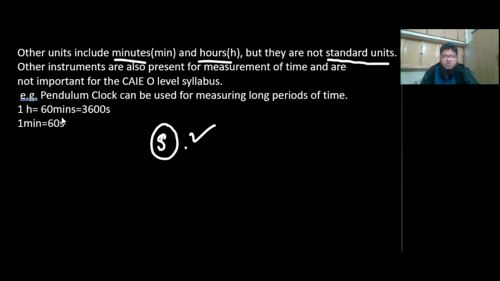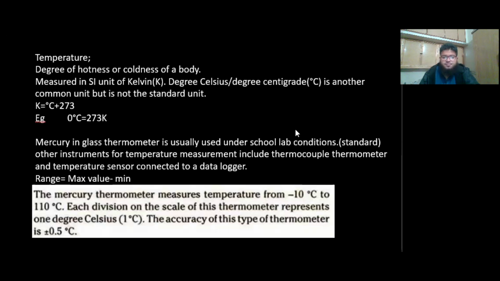Now let's move on. 1 hour equals 60 minutes, and 1 hour equals 3600 seconds, and 1 minute equals 60 seconds. And I'm assuming you guys know this by now. Now moving on, let's talk about temperature. What is temperature? This is now the second quantity, the second physical quantity that we are going to talk about.